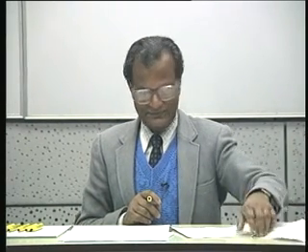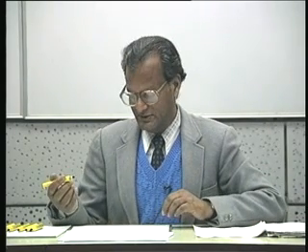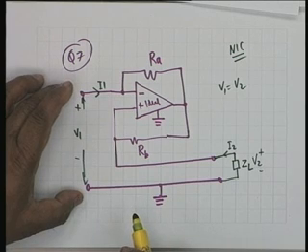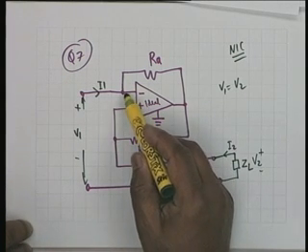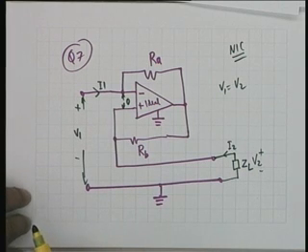Now, let us see how to calculate this. We invoke the idealness condition of an op-amp. One of the things that is obvious is V1 is equal to V2. Isn't that right? Because, again idealness, the potential difference between these 2 points is 0.